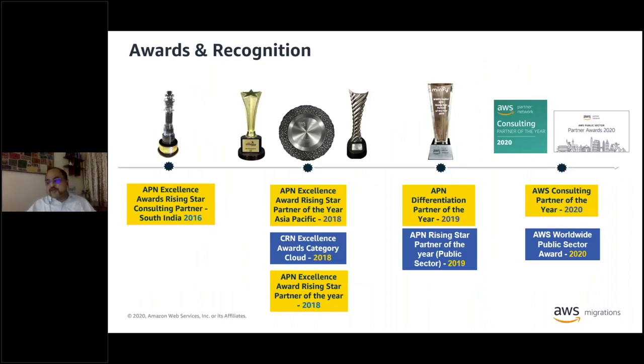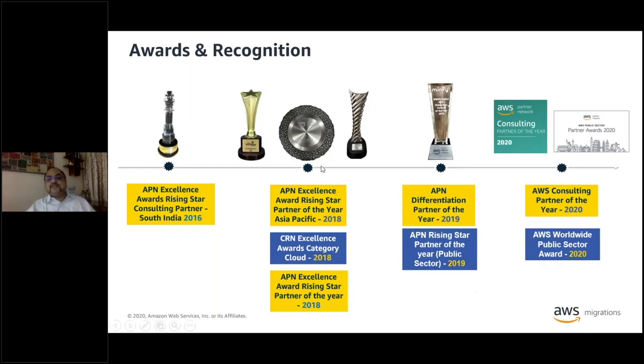And for the past 4 years we have been working together, and we have a very successful partnership going on. So, some awards and recognition that we have. A very coveted award we received this year is Consulting Partner of the Year, one of the highest level awards that AWS provides in the partnership ecosystem. We won this just about last month. And the Worldwide Public Sector Award is another big award that we won in the year 2020.